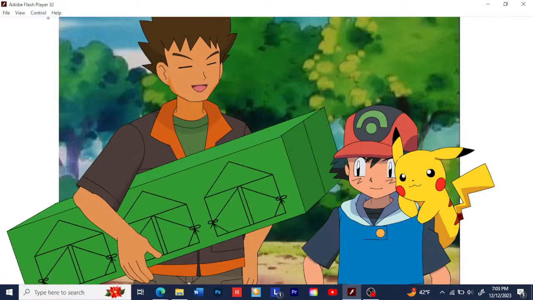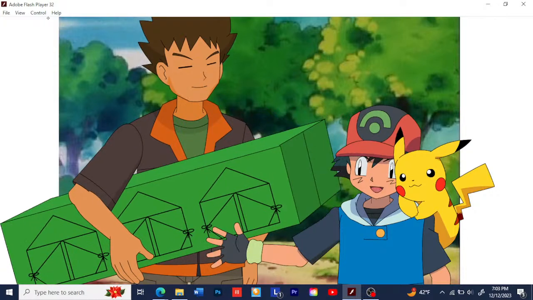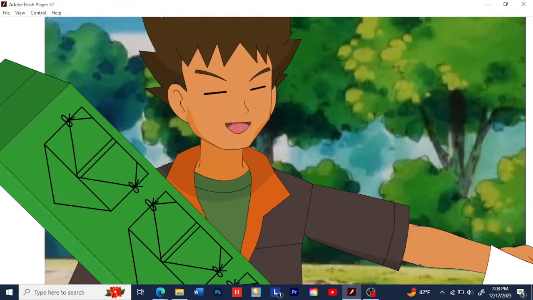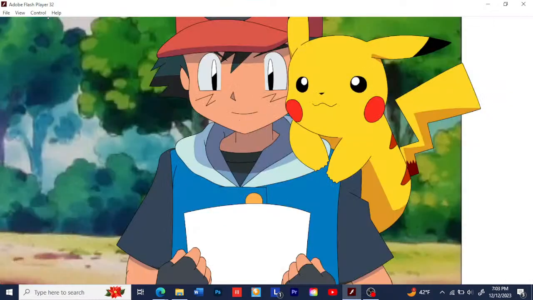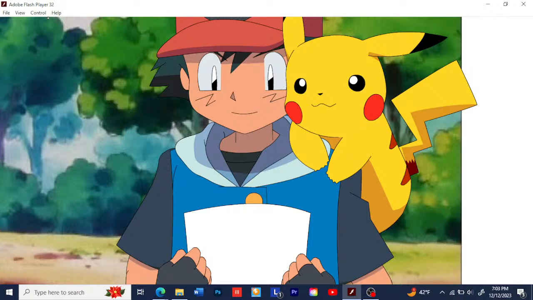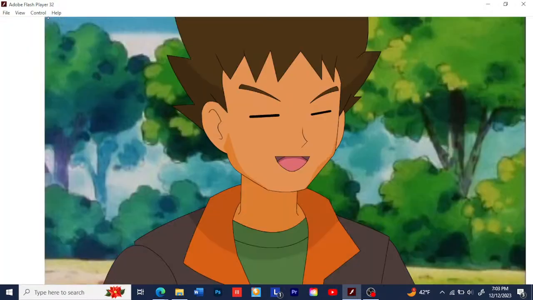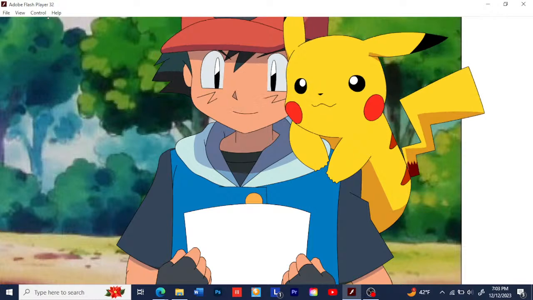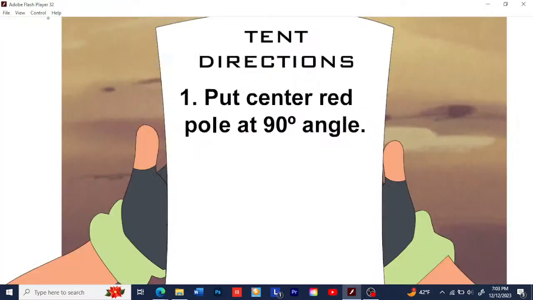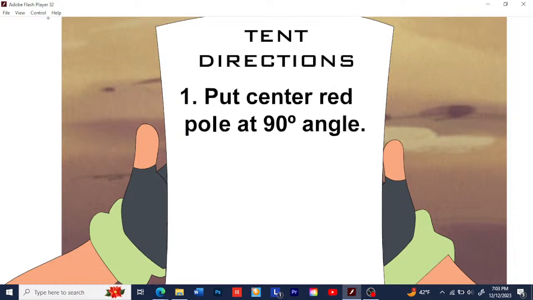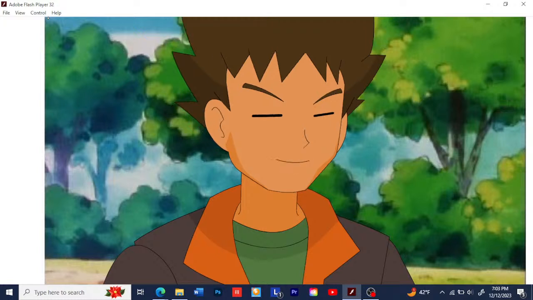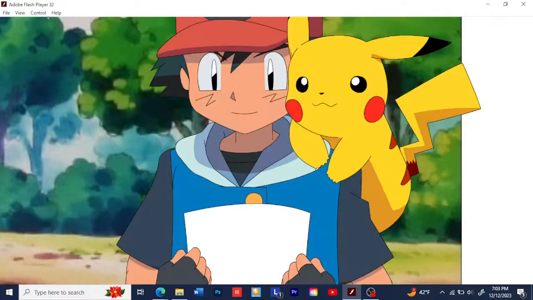Alright, this new tent looks sweet. Yeah, I can't wait to camp out in it tonight. Pikachu! Here, you read the instructions. I'll get the parts out of the box. Okay, so the first step says put the center red pole at a 90 angle. 90 angle? Are you sure that's what it says? It sounds kind of weird. Wait, maybe it says 900. But that other O is smaller. Maybe it's just an ink blot? Let me see that. Oh, you're right. A 90-degree angle. Okay, cool.